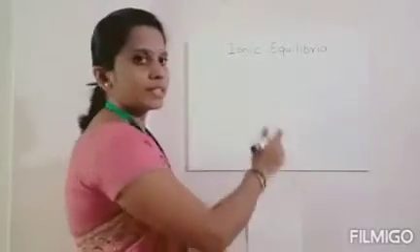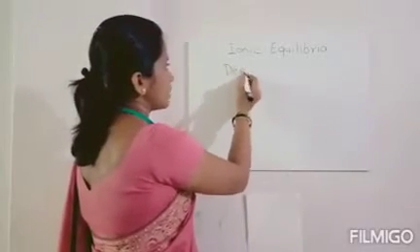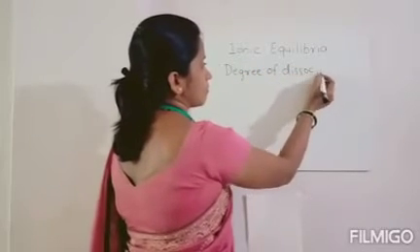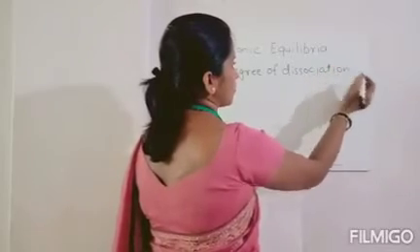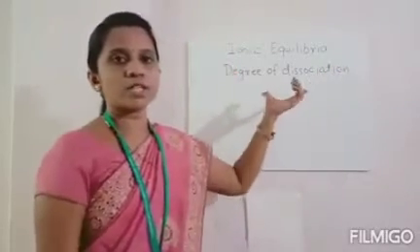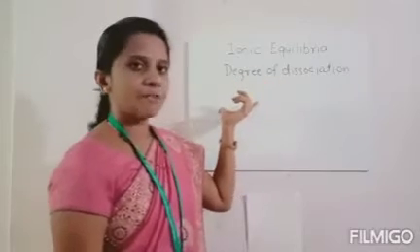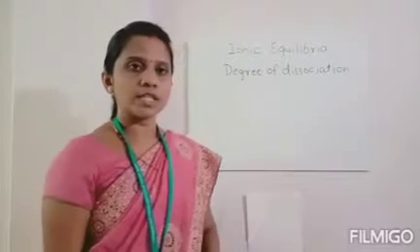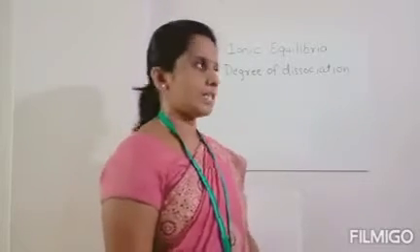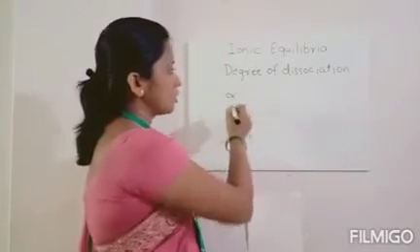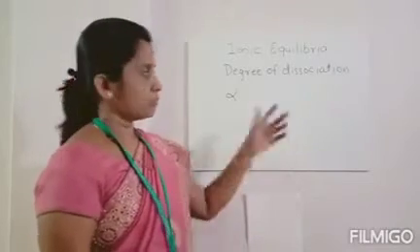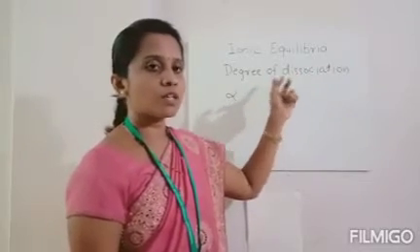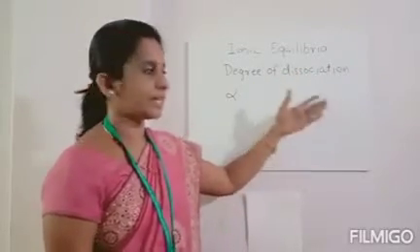Now the next point in this is degree of dissociation. Degree of dissociation is defined as the fraction of total number of moles of an electrolyte that dissociate into their corresponding ions. It is denoted by symbol alpha. What is the definition for degree of dissociation? Fraction of total number of moles of an electrolyte.